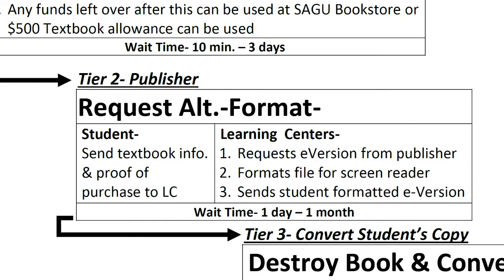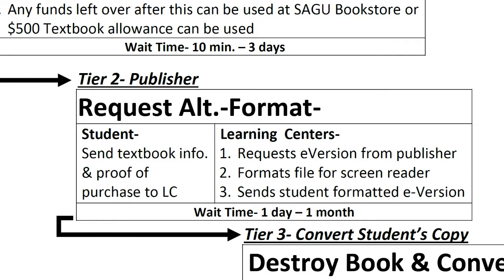This proof of purchase is what we use when we're contacting the publishers later on to show that the student has, in fact, bought the textbook, and they're now just giving them an alternate format. So once the student has sent the textbook information for all the books that they need and a proof of purchase for those books to the learning centers, then we will contact the publishers.